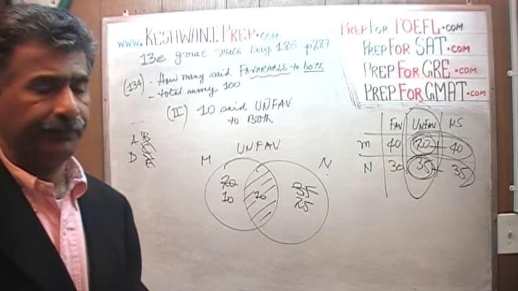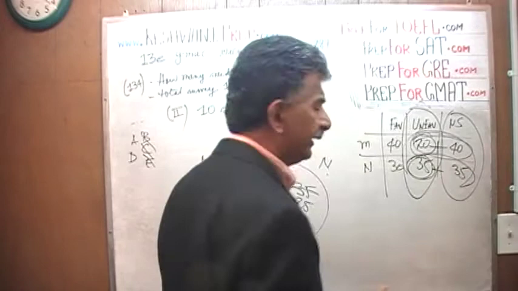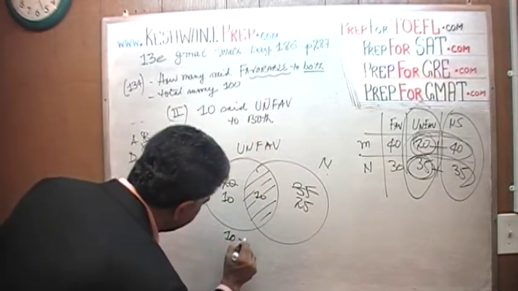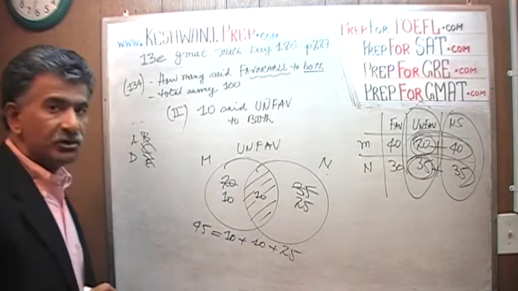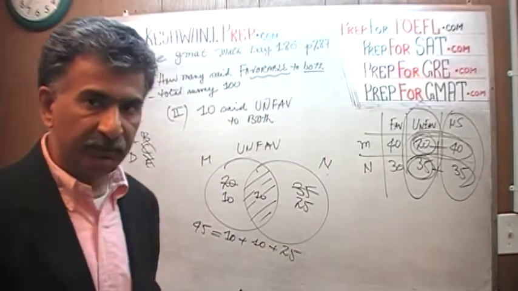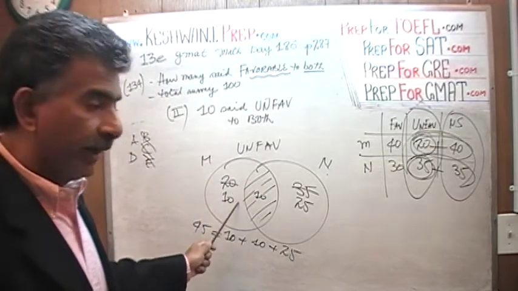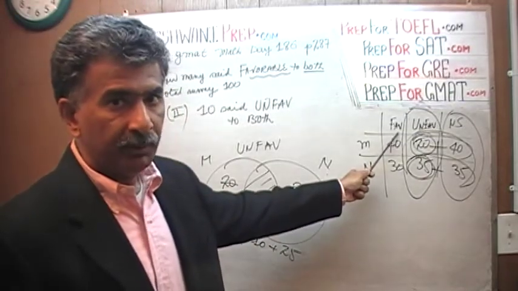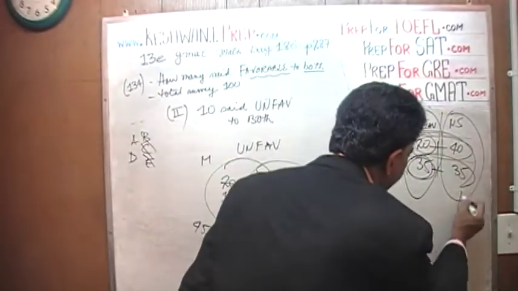It doesn't get us anywhere because we know nothing about this category. All this tells us, listen carefully, is that 10 plus 10 plus 25 is 45, which tells us that there are 55 people in the survey who said something other than unfavorable for M or N. Those 55 people either said they have favorable opinion or they said they were not sure. But we cannot tell until we find out this category by itself.